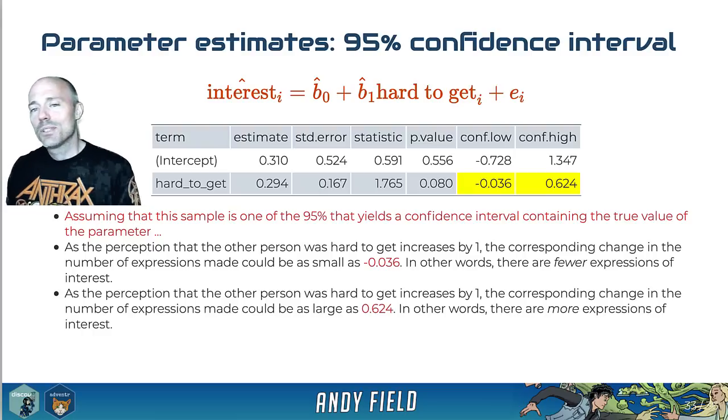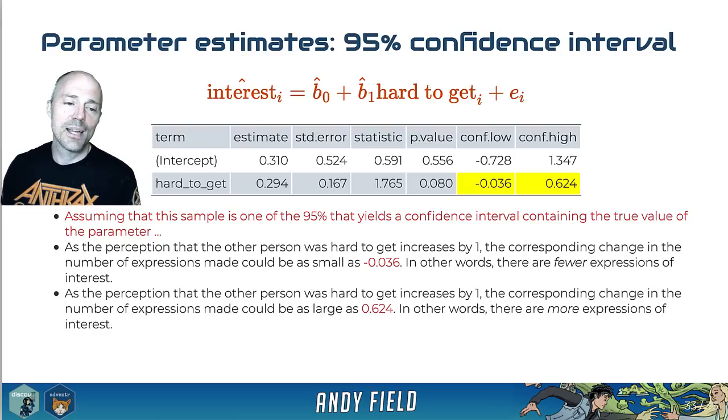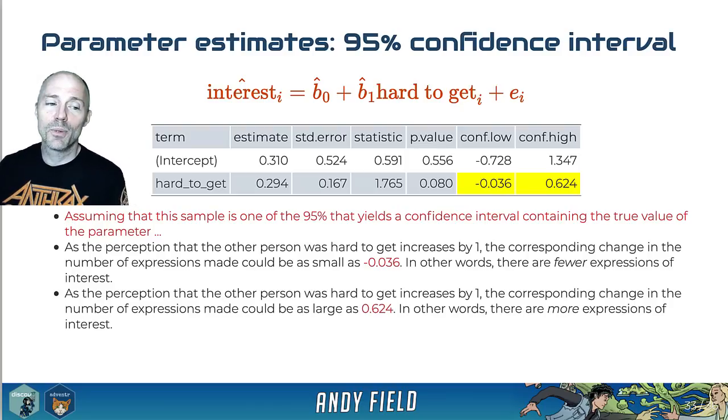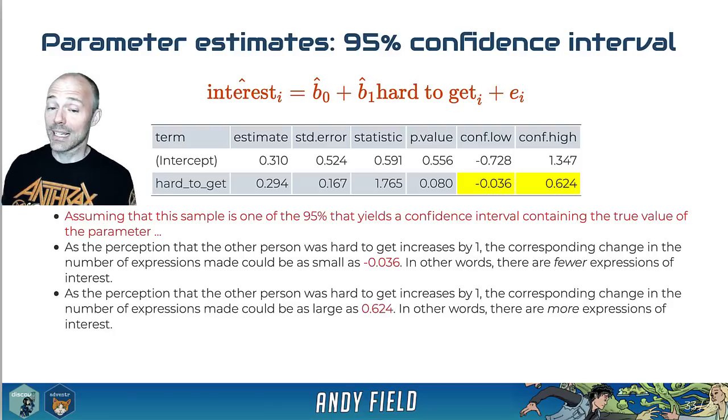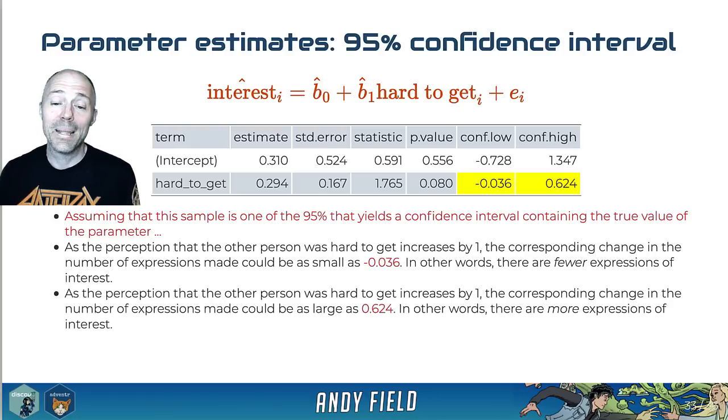At the other extreme, so at the high end of the confidence interval, as the perception of hard to get increases by 1, the corresponding change in the number of expressions could be as large as 0.6. So here we're looking at needing less than a shift of 2 on our 5-point scale to get an increase of 1 expression of interest. So still, not a dramatic effect, but at its extreme, it's certainly bigger.